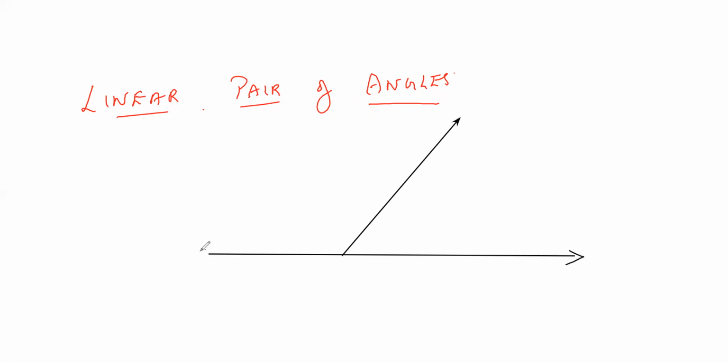I'm drawing a line segment, okay? And I'll mark one point A. This is one more point B. This I'll make it as O, C.